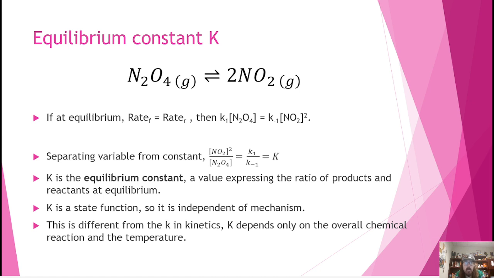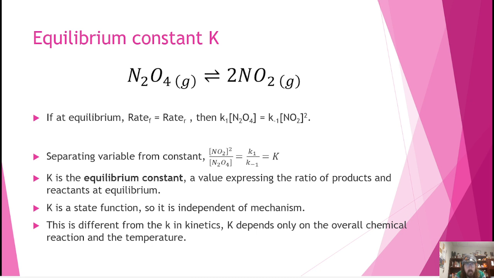Now, because the rate of the forward reaction and the rate of the reverse reaction are the same, we can set them equal to each other. And if we know how to measure the rates, we can set these expressions equal to each other. The k1 [N2O4] equals k-1 [NO2]^2.